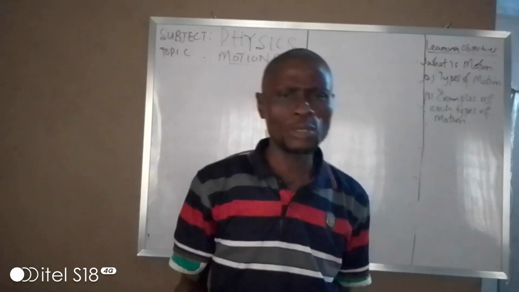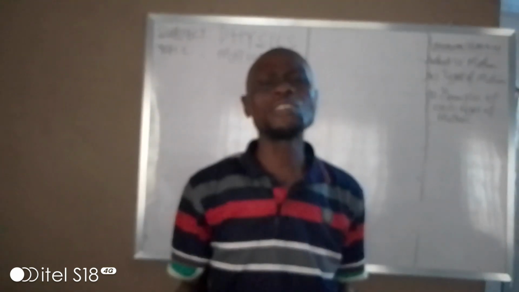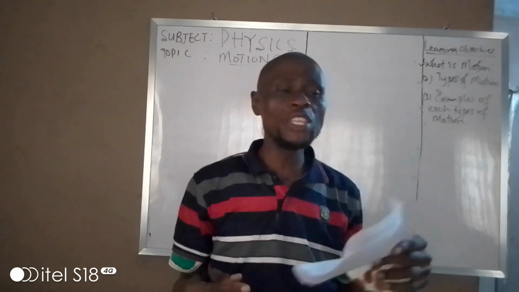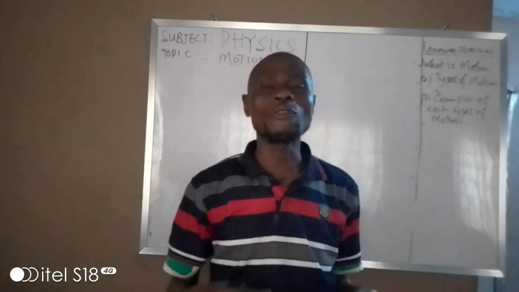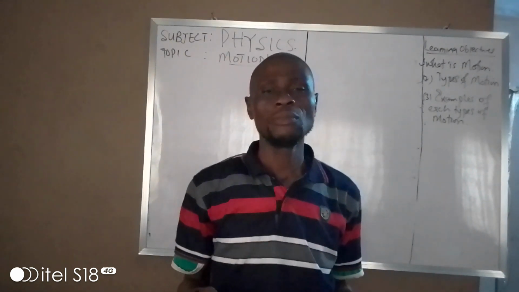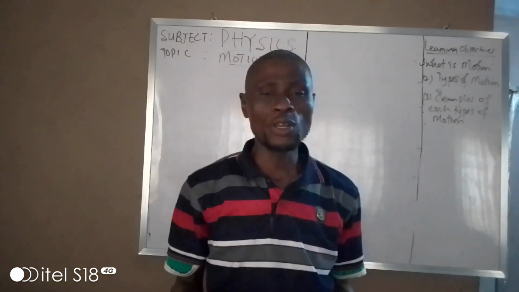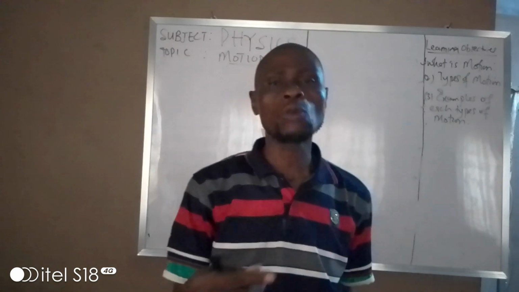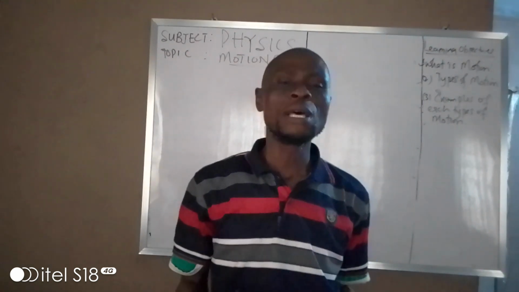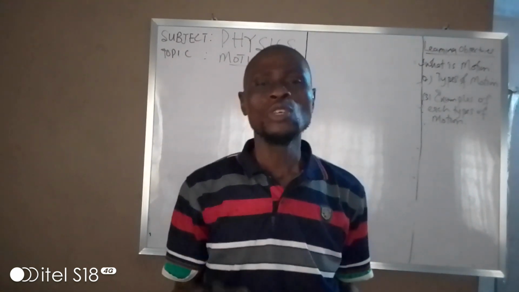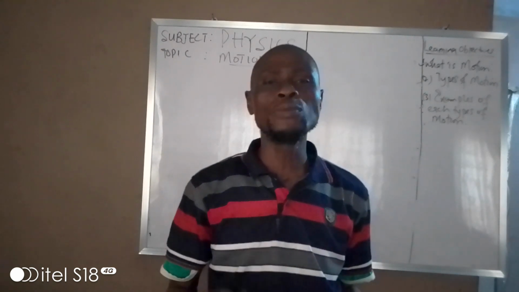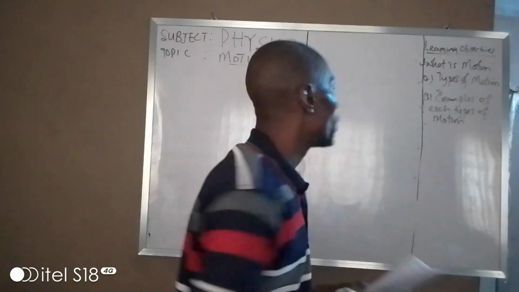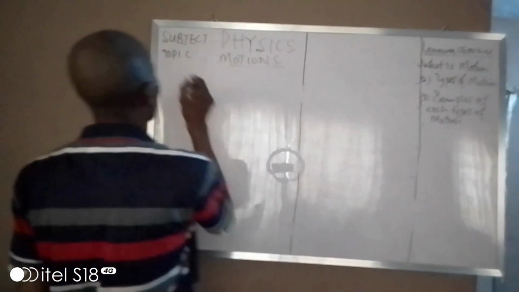So what do you call motion? We can say that motion simply means the change in the position of an object. So when your position changes, that means you have undergone motion. As I'm standing before you now, if I move a little bit back or I move forward, I have undergone motion, because my position has changed. So a change in the position of an object with time is called motion. So let's put it down. How do we define motion? You can put it down.